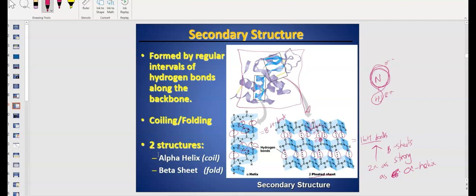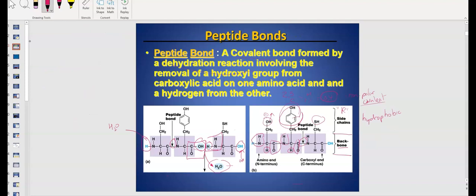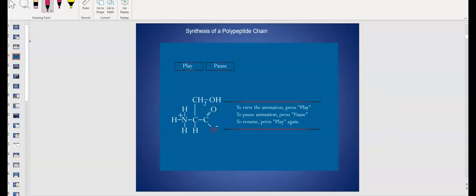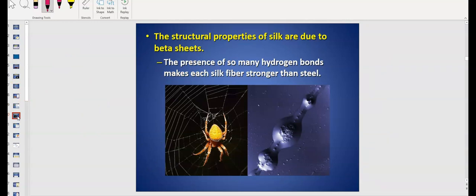So these are formed by interactions in the backbone. Right? This has nothing to do with the R groups. Okay, so let's back up. This right here has to do with secondary structure. And it's formed by hydrogen bond formations in proteins. None of this stuff has to do with the R groups. This is just that repetitive amino, carbon, hydrogen, carboxyl group. And that produces alpha helices and beta sheets. So beta sheets are super strong.